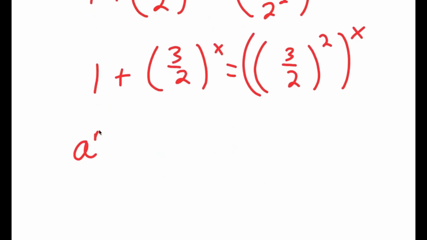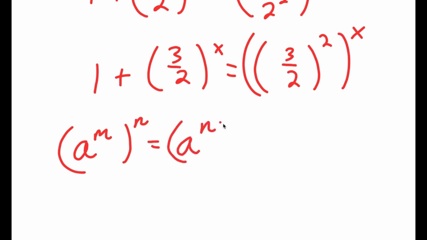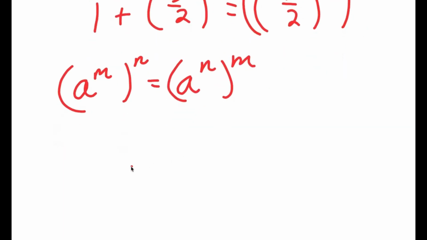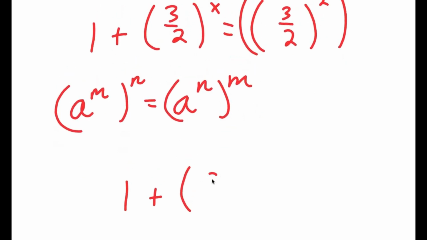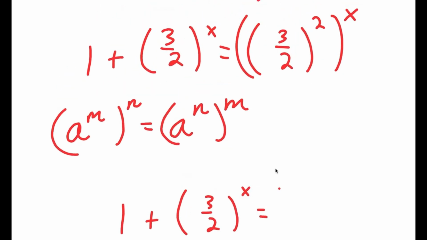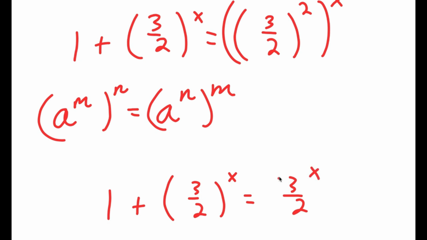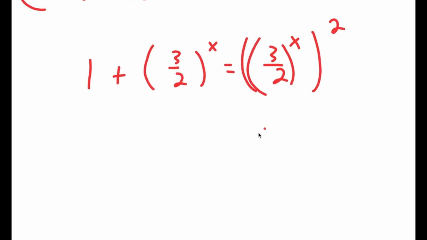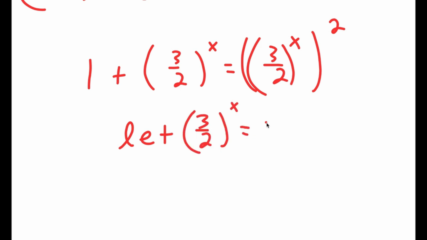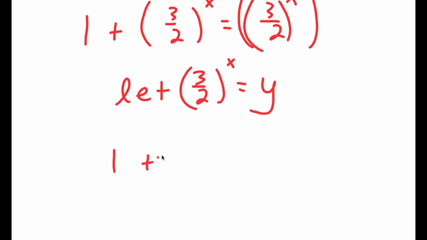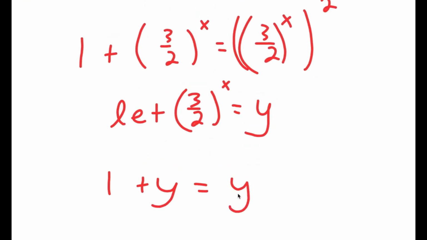And if I have something in the form (a to the power of n) to the power of m, this is the same thing as a to the power of n times m. So this can equal 1 plus (3 over 2) to the power of x, which is equal to ((3 over 2) to the power of x) to the power of 2. Now I'm going to let (3 over 2) to the power of x equal the variable y. So I get 1 plus y is equal to y squared.